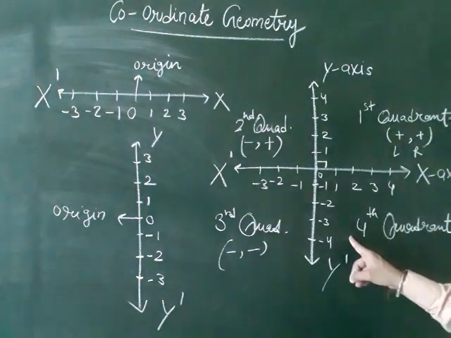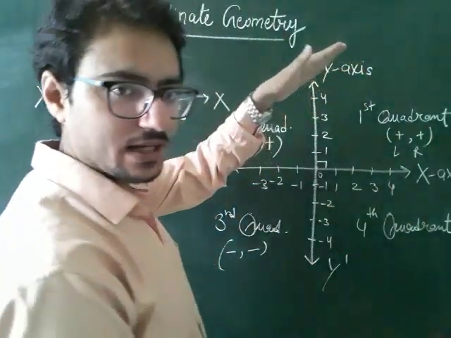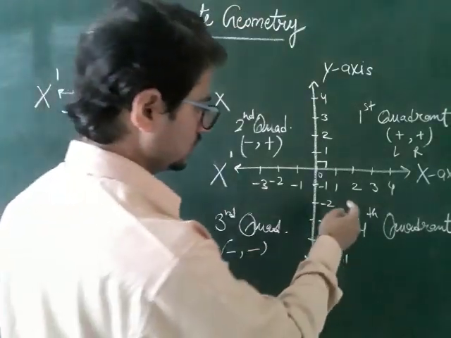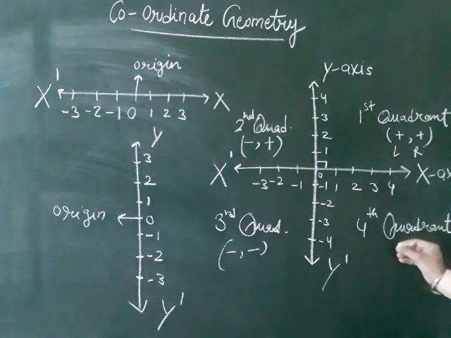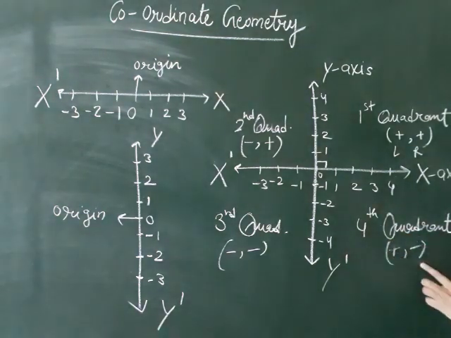Now move on to the fourth quadrant. This will be your left hand and this will be your right hand. So this will be your plus and then minus. So the sign of the fourth quadrant will be plus minus.